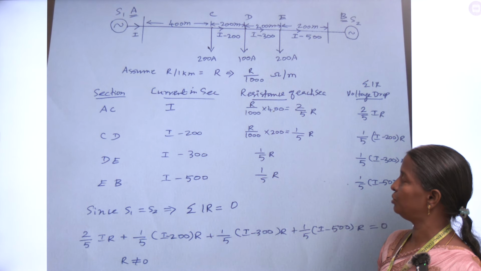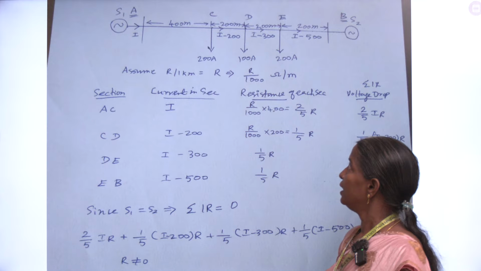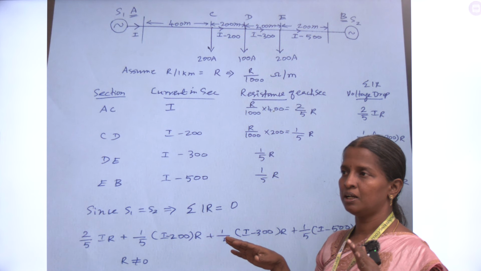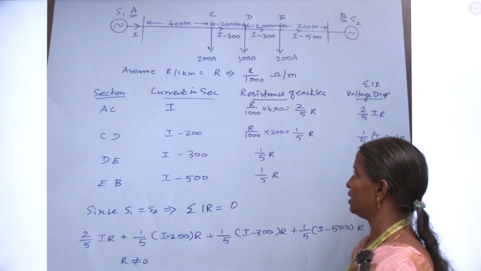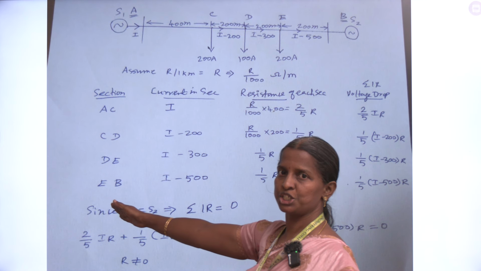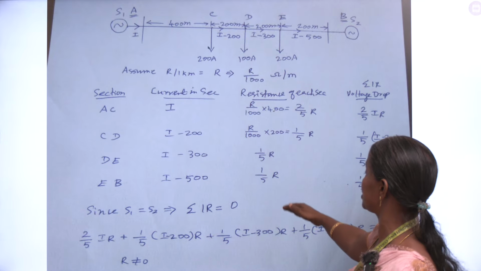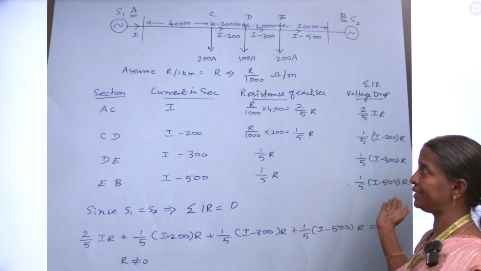Next we have to do the calculations. First, we have to form a tabular column. It will be easy for us. First we have to represent the sections, next the current in each section, next the resistance of each section, and finally the voltage drop.